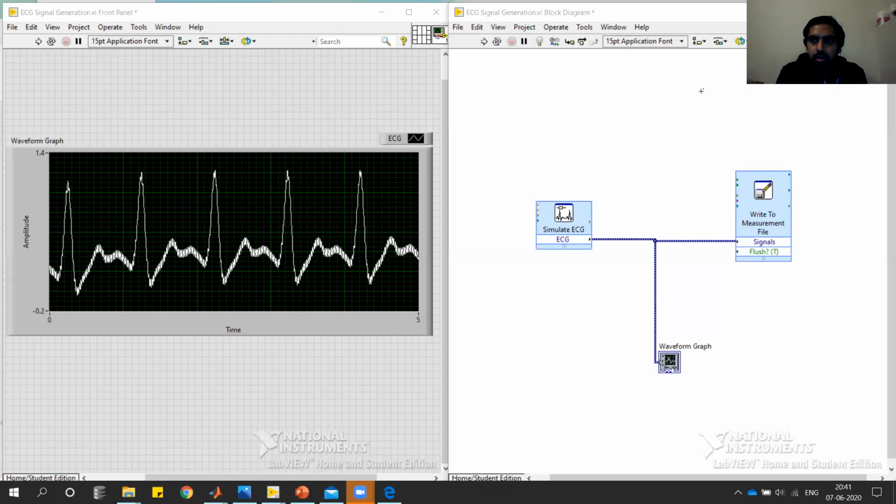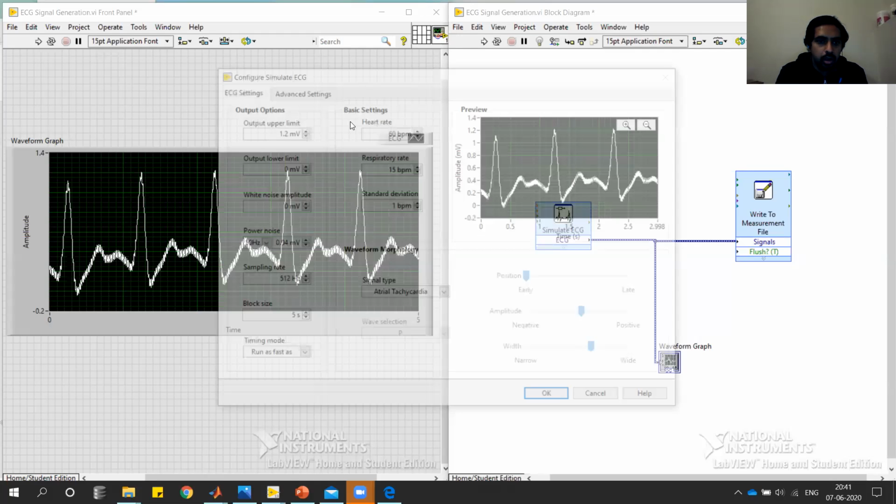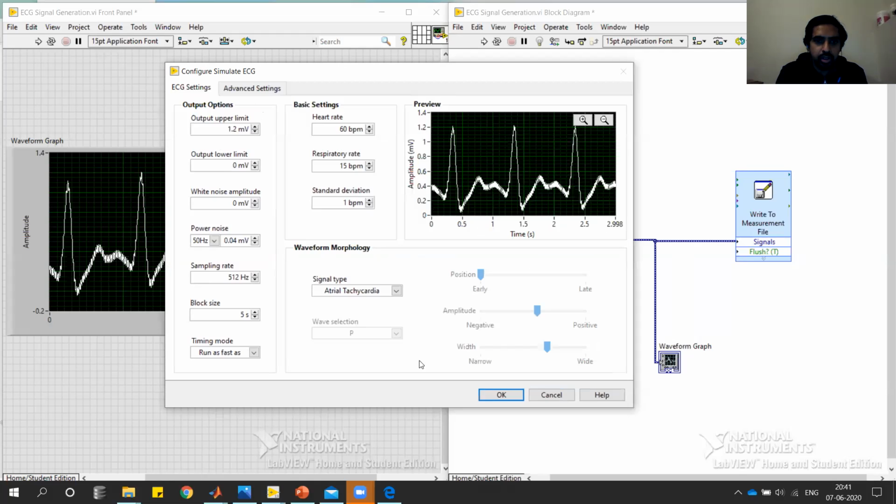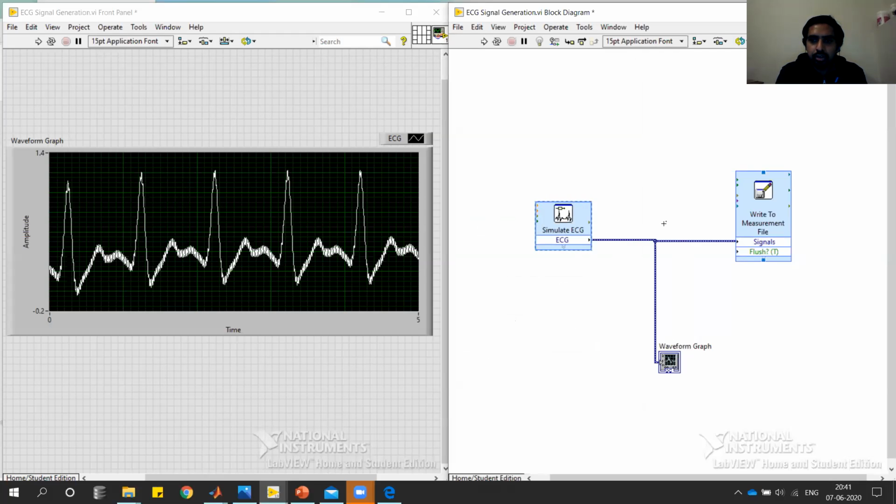So in LabVIEW, first we simulated the ECG signals using the Simulate ECG VI. This is the configuration which we used, and we also put in the power line noise, which is at 50 Hertz, into the ECG signal. After simulating these signals, we exported them to MATLAB using this VI.